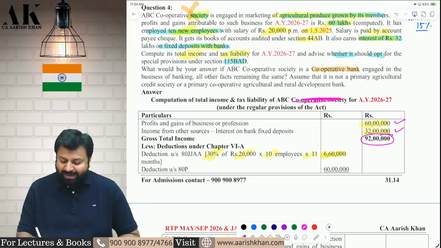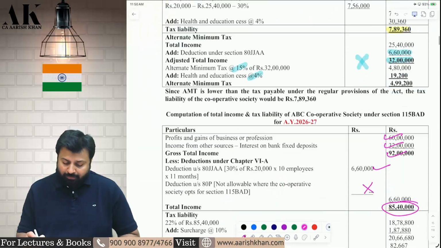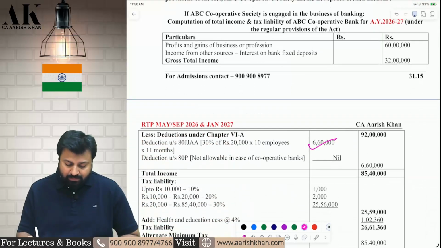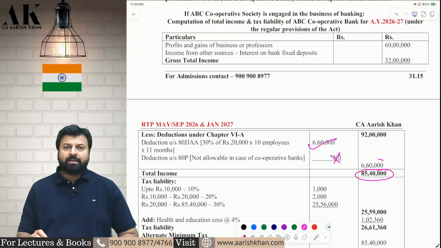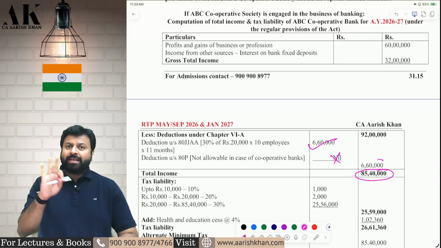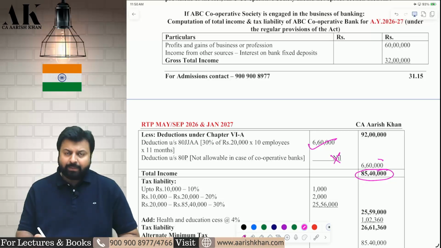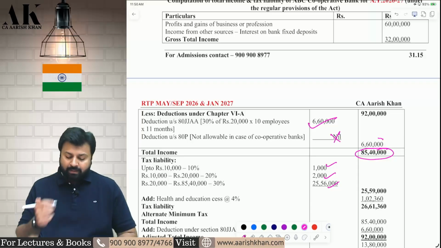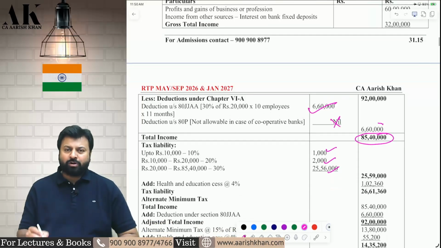Now for a cooperative bank, this will be allowed, this will not be allowed. A cooperative bank will not be allowed this. So for a cooperative bank, what is the deduction? Only 80JJAA will be allowed. 80P will not be allowed to a cooperative bank. So therefore 85,40,000 will be the total income of the cooperative bank as per normal provision. All three calculations you have to do once again. Then apply up to 10,000 10%, above 10,000 20%, above 20,000 30%. Then apply cess, etc. Surcharge not applicable.